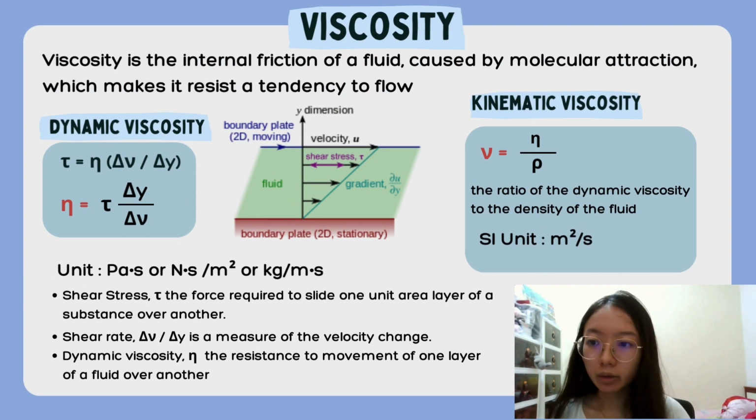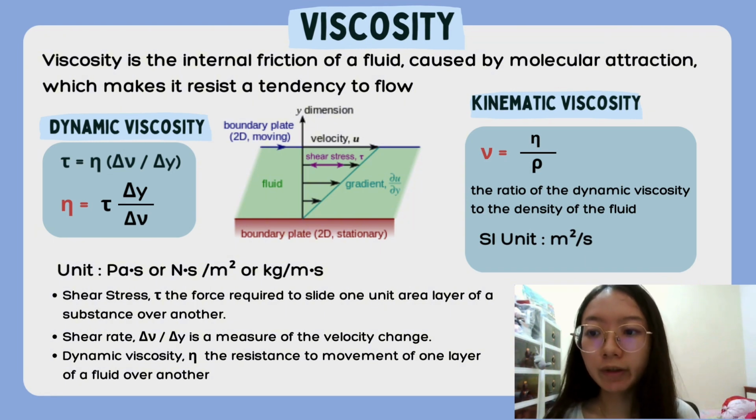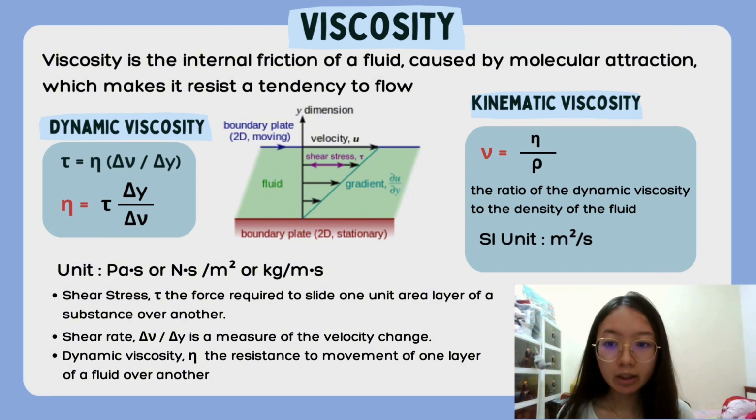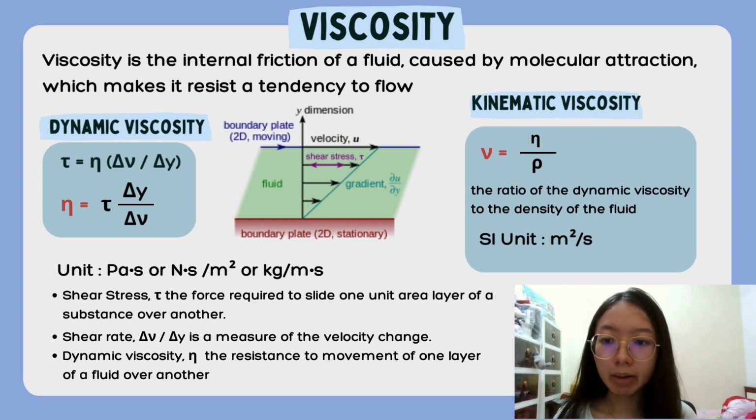So now let's continue to discuss kinematic viscosity. Many calculations in fluid mechanics involve the ratio of dynamic viscosity to the density of the fluid. As a matter of convenience, the term kinematic viscosity, which is represented by the Greek letter nu, is used. And kinematic viscosity is a measure of the resistive flow of a fluid under the influence of gravity. And the SI unit for kinematic viscosity is meters squared per second.